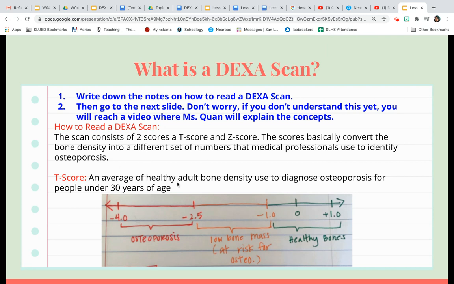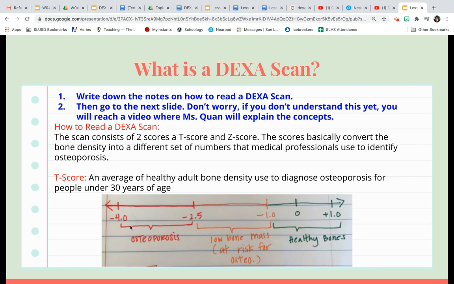So a T-score is the average of healthy adults, right? And we often use this for individuals who get fractured a lot or have underlying conditions where they often have fractures in their bones because of genetic issues or just sports, right? So when we're looking at a T-score, we only use it to identify someone who is at risk for osteoporosis or who has osteoporosis under the age of 30. So you are all under the age of 30. So if you get a DEXA scan, we would use a T-score to read you.